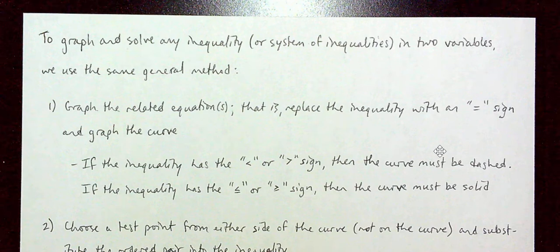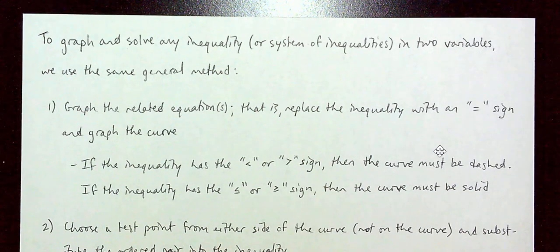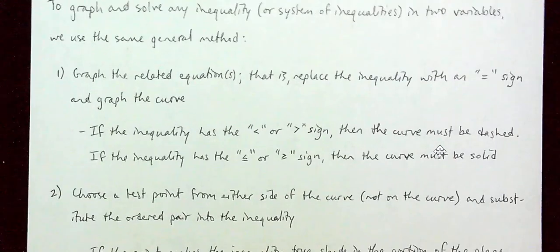If the inequality is strict, that is, it's strictly less than or strictly greater than, then when you plot the curve, you have to plot it so that it's dashed. You have to have a dashed curve there. If the inequality is less than or equal to, or it's greater than or equal to, then the curve has to be solid. It has to be a smooth, solid, complete curve.